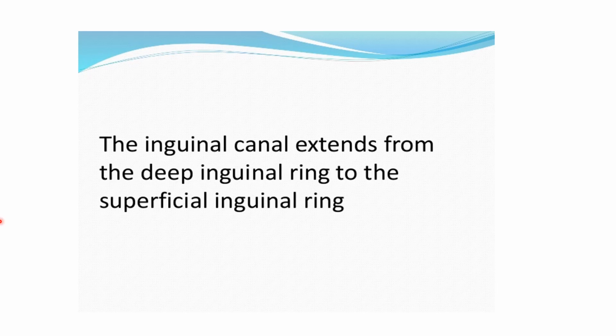So the inguinal canal extends from the deep inguinal ring to the superficial inguinal ring, that is, it has two openings on either side through which the structures enter and exit. The one opening is present on the lateral end, known as the deep inguinal ring, as I have shown you and mentioned earlier, and the one opening is present on the medial end, triangular in shape, and that is known as the superficial inguinal ring.